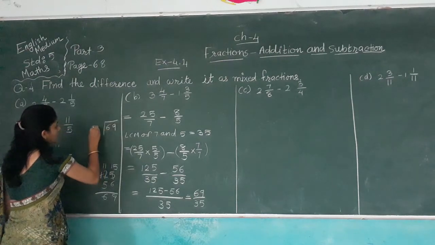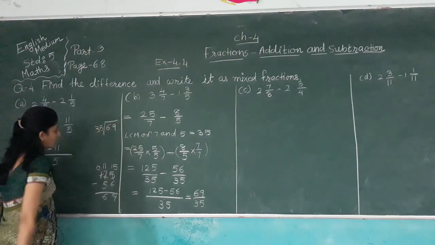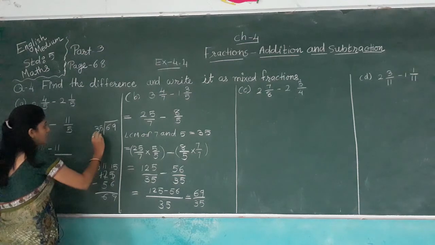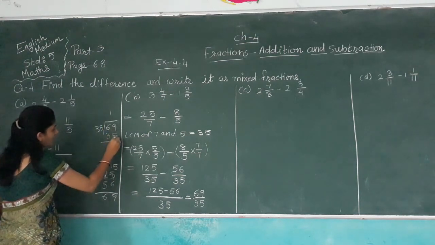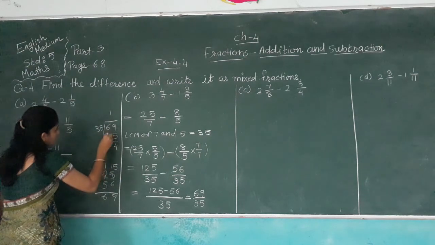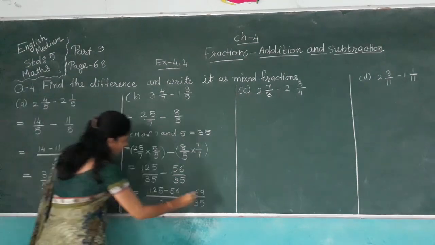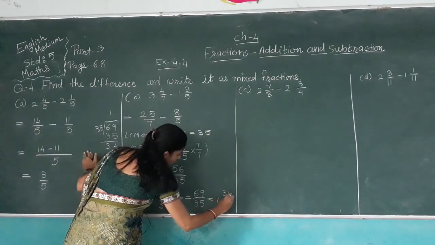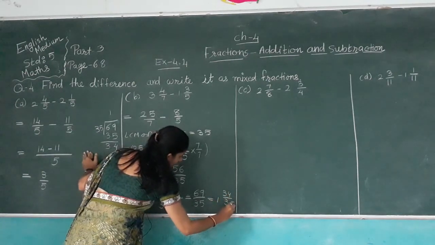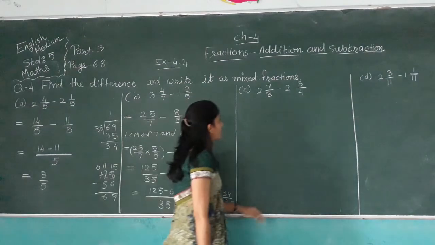69 divided by 35. 35 2s are 70, so 35 1s are 35. 9 minus 5, 4, 6 minus 3, 3. So we get the answer 1 and 34 out of 35. Next one.